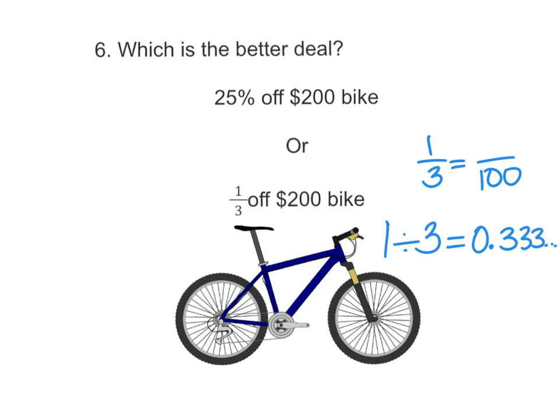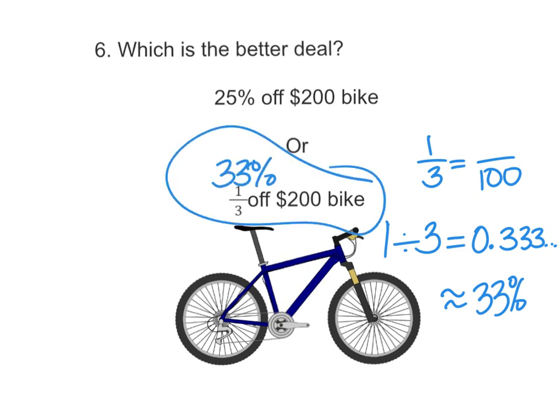So if I want to change this into a percent, I'm going to say this is about 33%. So now I can compare these, and I can see that 1/3 off would be a better deal than 25% off.